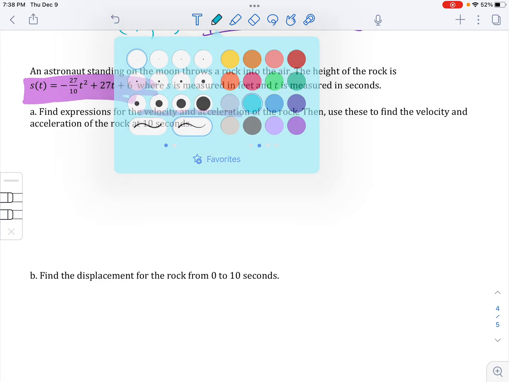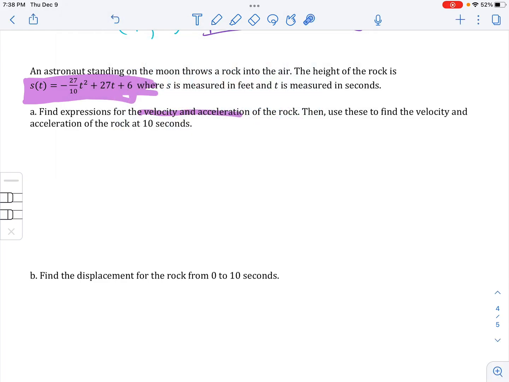Fine. Velocity is take the derivative of this. So I'm going to multiply 27 over 10 times 2. So that's 2/10, which reduces to 1/5.